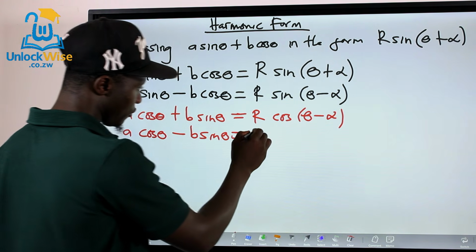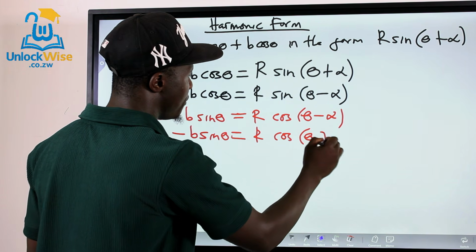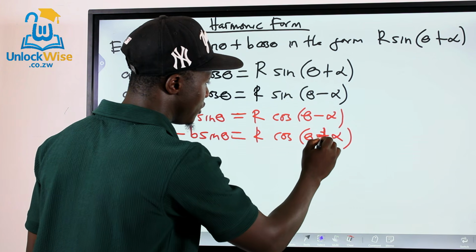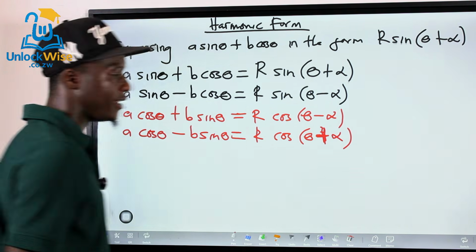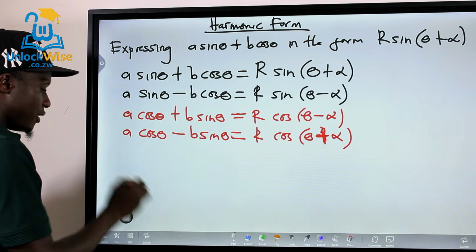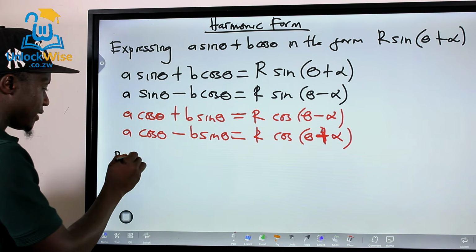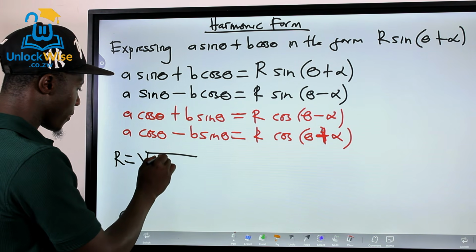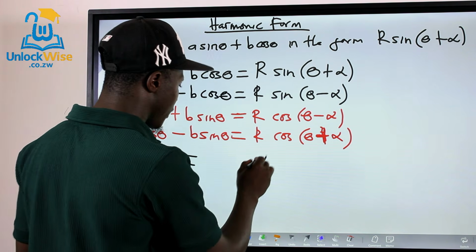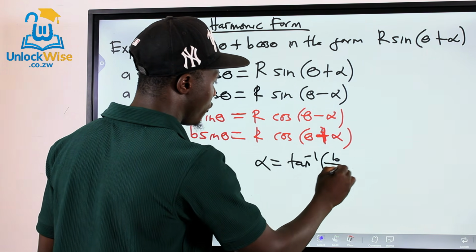This is equal to r cos theta plus alpha. So this is a plus here; don't put a multiplication sign here, that's a plus sign. Others are asking me, how do you find r? r is very simple to find. r is equal to the square root of a squared plus b squared. What is now alpha? Alpha is equal to tan inverse of b over a.